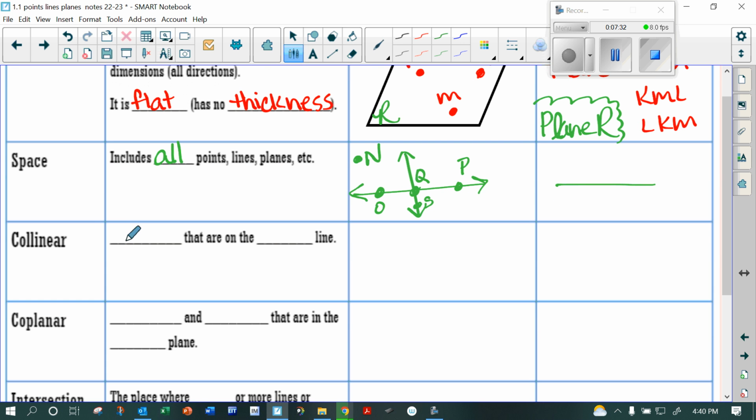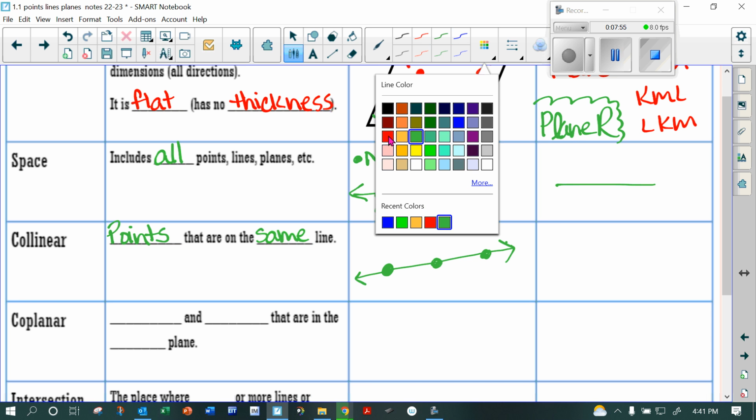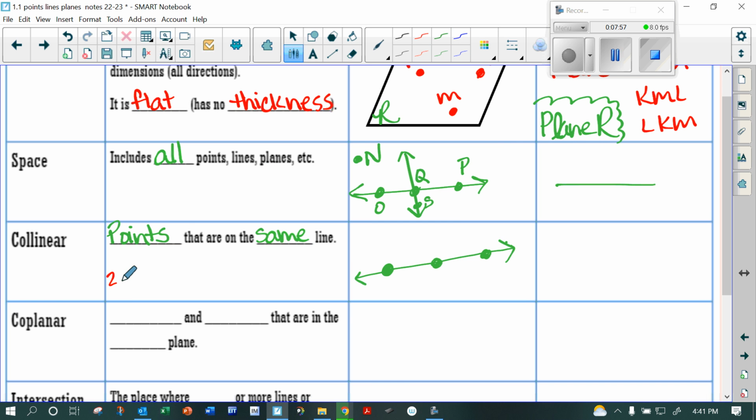So collinear, this is a collection of points that are on the same line. So if I were going to draw a line here, and let me extend this out, I'm going to put some points here. So you've got 3 or more points. 2 points are always collinear. So maybe make yourself a little side note over here: 2 points are always collinear.